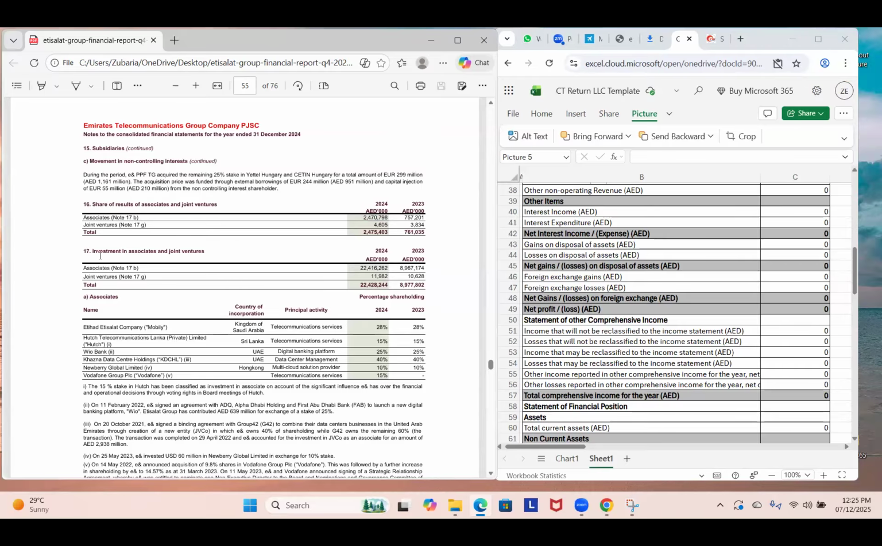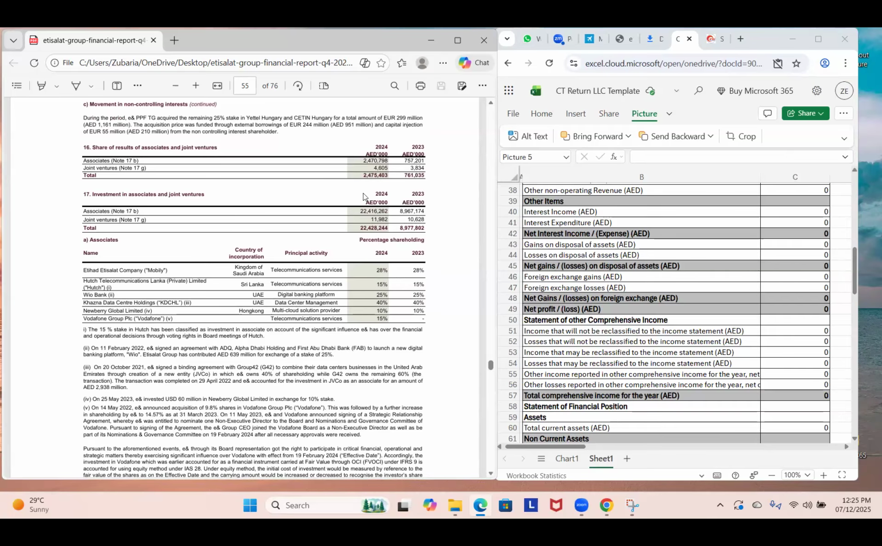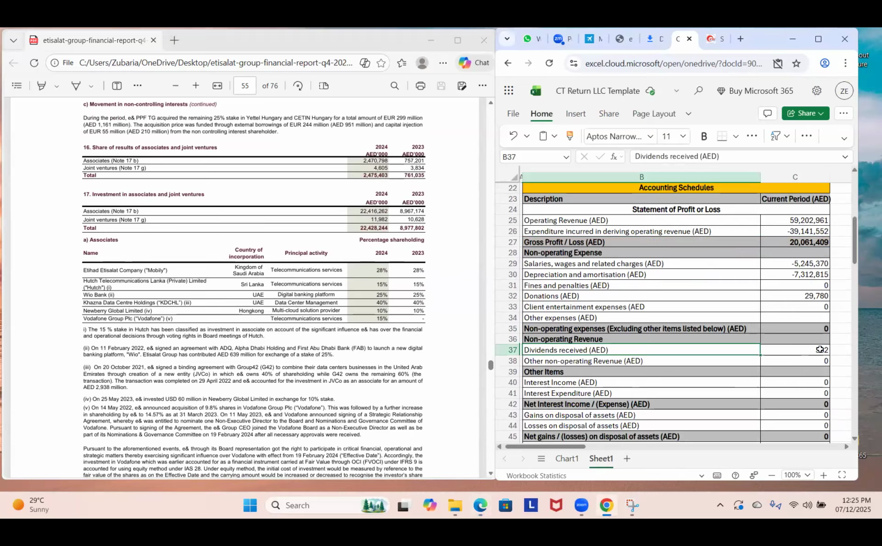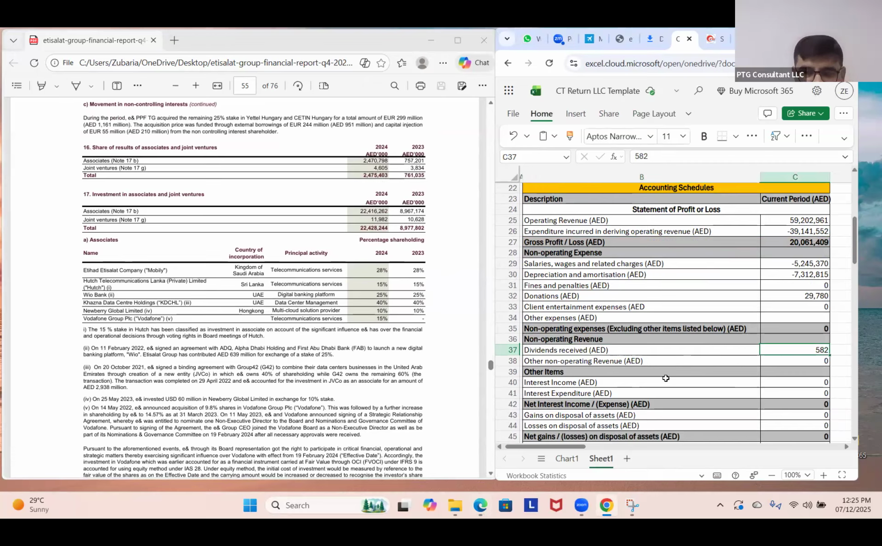So now, sir, what to do? This association, does this belong to anything? Because 582 we already considered this. Which one do we have to take? No, see, 582 is fine, that we can take. But now this additional in dividend, that also we have to report if it is coming from the equity method.